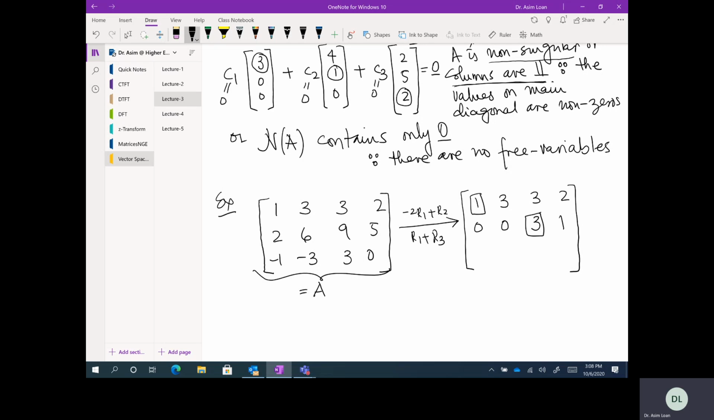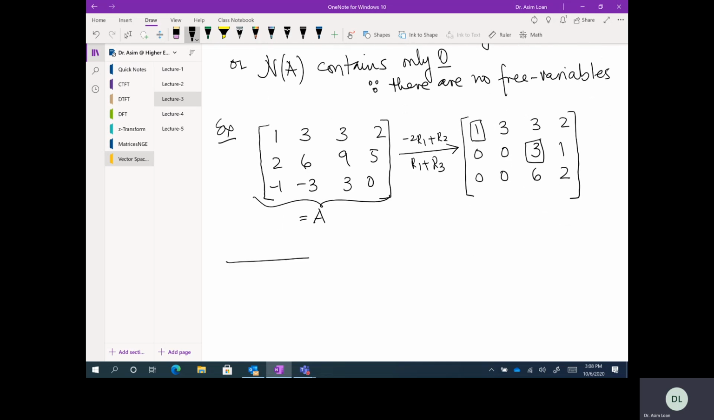1 minus 1 is 0, 3 minus 3 is 0, 0, 0, 3 plus 3 is 6, 2 plus 0 is 2. And if I do minus 2 row 2 plus row 3, I will get 1, 3, 3, 2, 0, 0, 3, 1, 0, 0. Minus 6 plus 6 is 0, minus 2 plus 2 is 0. So I have this pivot here.